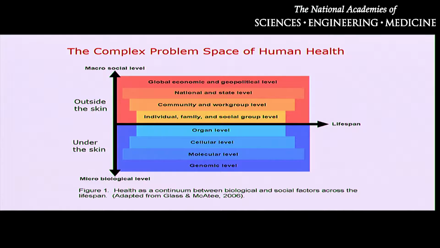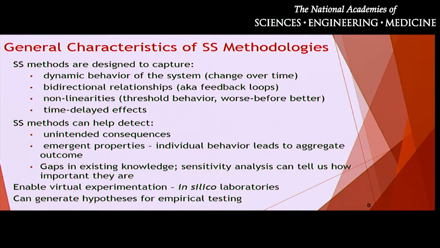This is just another way of expressing that same idea, that there's things that are under the skin, outside the skin, and that occur over time that we're trying to capture. So some general characteristics of system science methodologies are that they do try to capture dynamic behavior change over time, bidirectional relationship, so not just A influences B, or the diet influences body weight, but maybe body weight influences the diet. These kind of feedback loops.